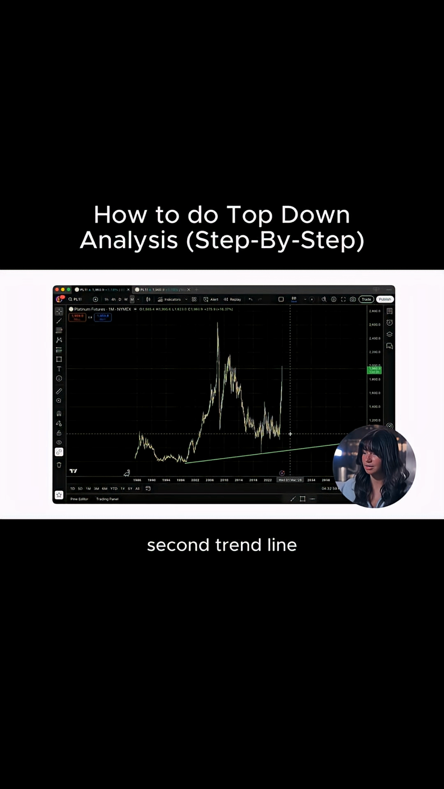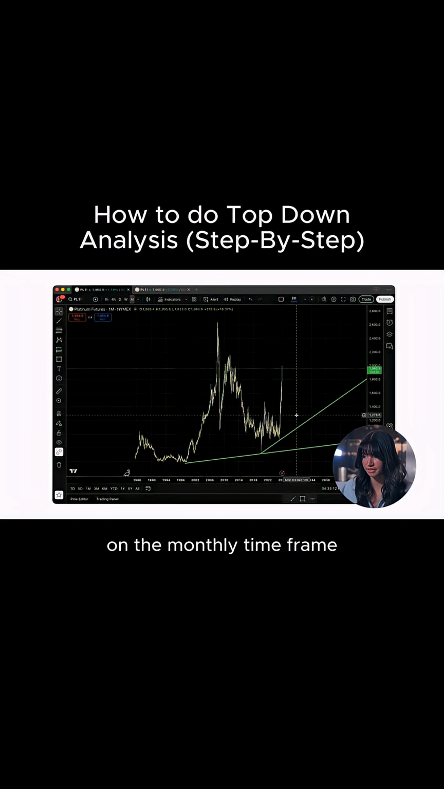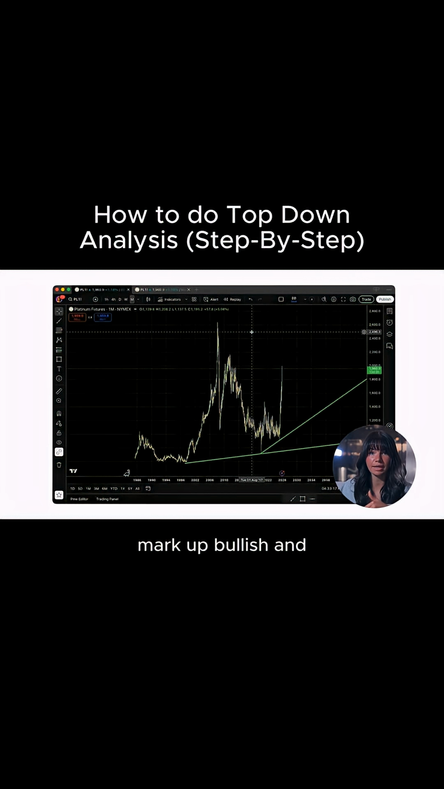Okay, for our second trend line, we're gonna use the previous point B, and now we're just looking for yet another higher low, but making sure the price doesn't intersect it, doesn't cross through. So you've got your first two trend lines drawn on your top-down analysis on the monthly time frame. And we wanna mark up bullish and bearish trends.